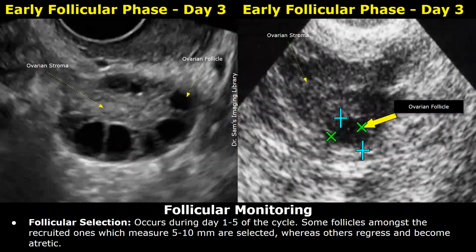These images are from day 3. In this image, you can see the follicles are larger as compared to day 1 and 2. We are still in the follicular selection process.